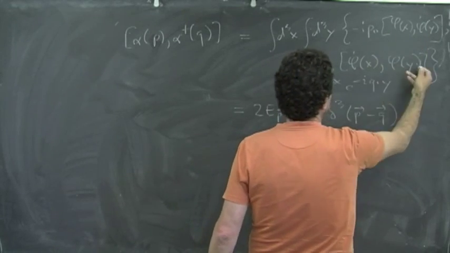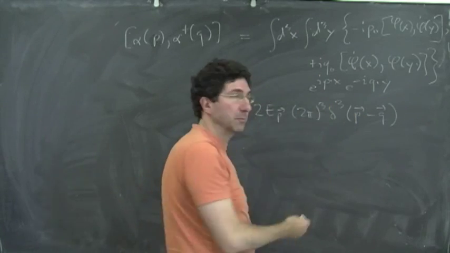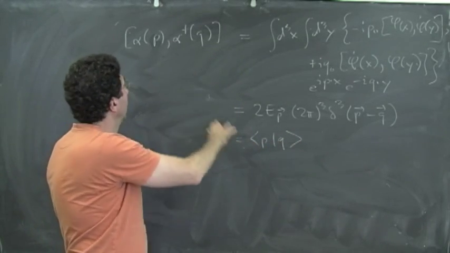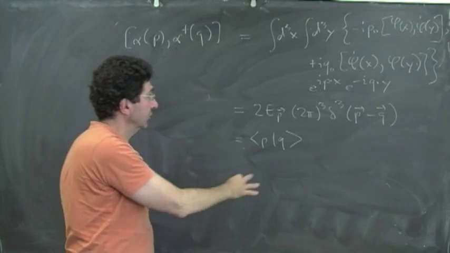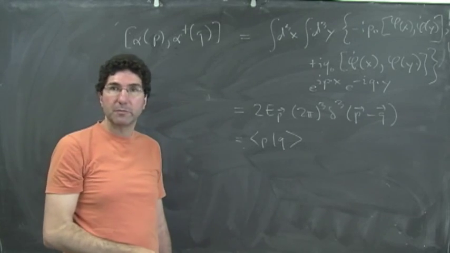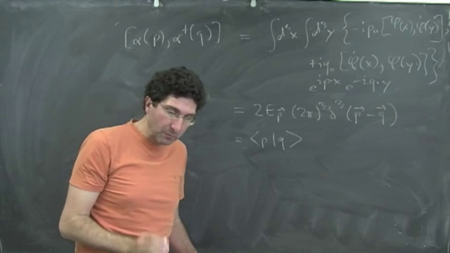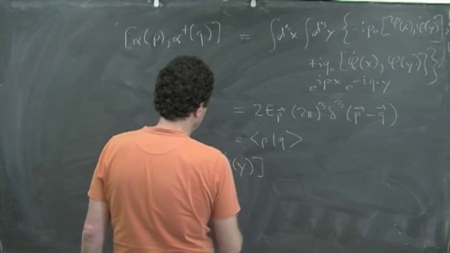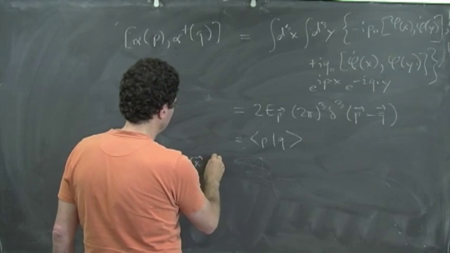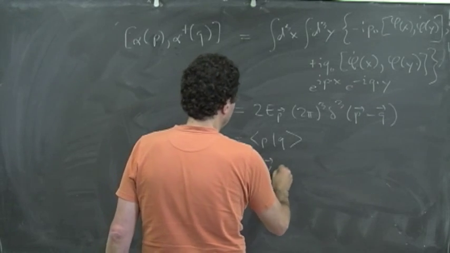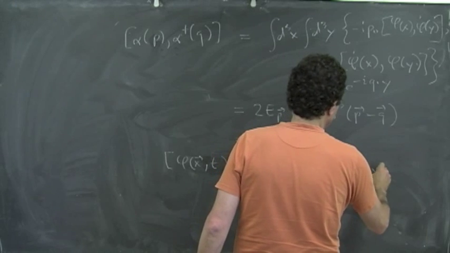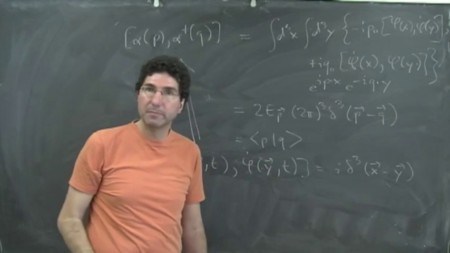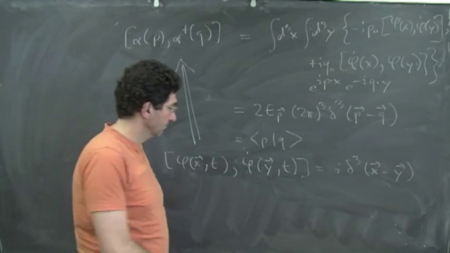These turn into delta functions that allow me to do the y integral, but then the x integral is just over exponentials. That just gives me this delta function, and so at the end of the day, I get the result that I wanted, the familiar result that the commutators of creation and annihilation operators are these Lorentz invariant delta functions. So what we've shown, just to be clear, is that we are imposing this relation that the commutator of phi of x, t and phi dot of y, t is equal to i delta cubed of x minus y. We've just shown that this implies this relationship right here.